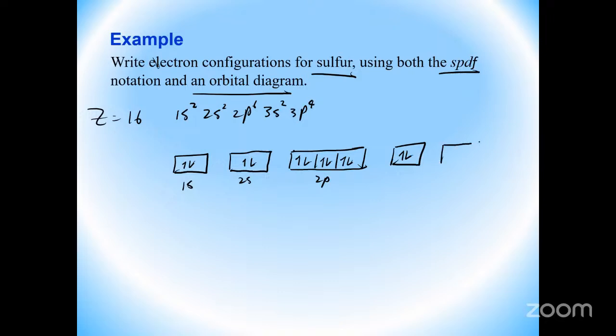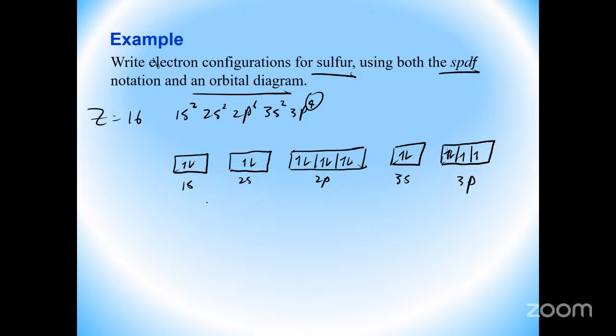And then now we get to the 3p. Remember, there are 3 p orbitals, and there are 4 electrons that you have to distribute between them. So how do you think those electrons will be distributed? 2 in the first box, and the other 2, or 1 in each of the boxes? Exactly. And that would be the orbital diagram representing the electronic configuration of sulfur.